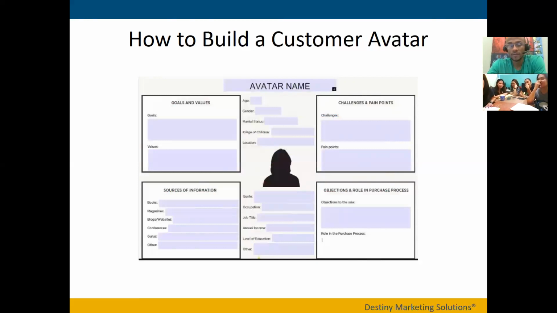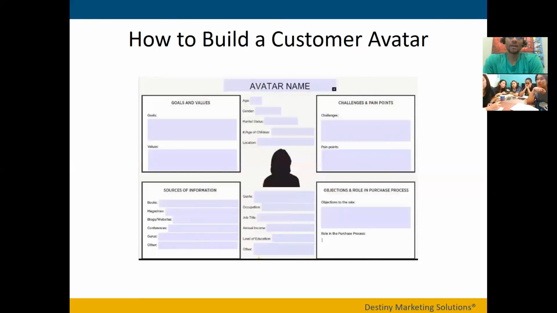Location. So all of you are in the Philippines. So, specific things that would really resonate with people who are in the Philippines who are reading your blog, right? And then just some other things. What is their occupation, their job title, how much money do they make, level of education, and so forth.